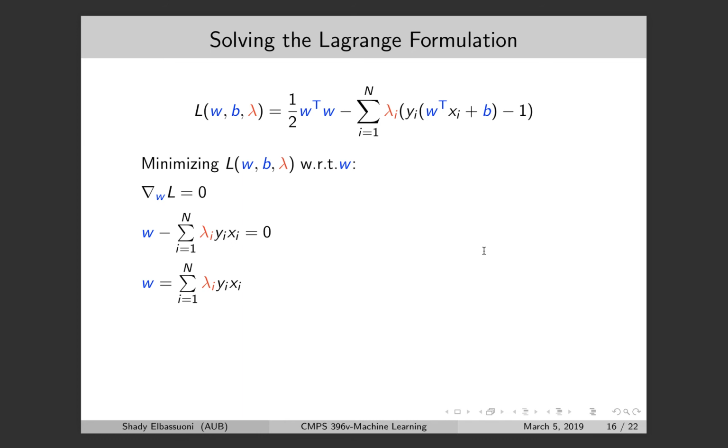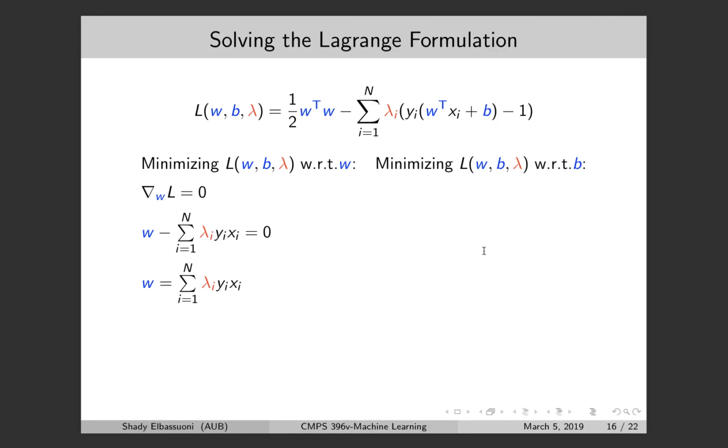Okay, so that's the first equation, right? The only unknown is lambda. So if I get the lambdas for every data point, I can get the value of the vector W, which has the same dimensions as the vector Xi. So there's one W for each feature.